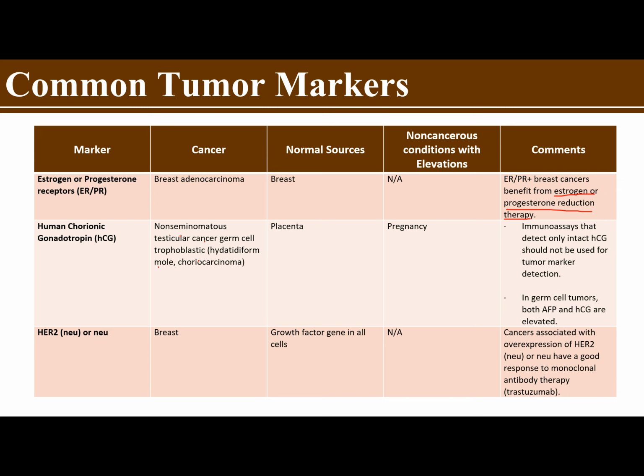Then we have your HER2 neu or your neu. This is for breast cancer. Normal sources would include growth factor gene in all cells. Cancers associated with overexpression of HER2 or neu have a good response to monoclonal antibody therapy, specifically trastuzumab. So take note of that.